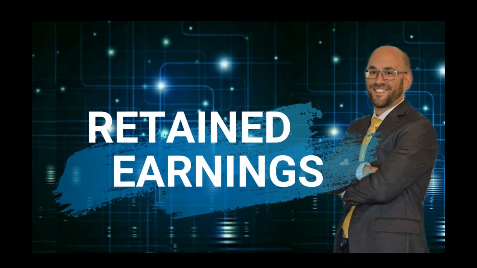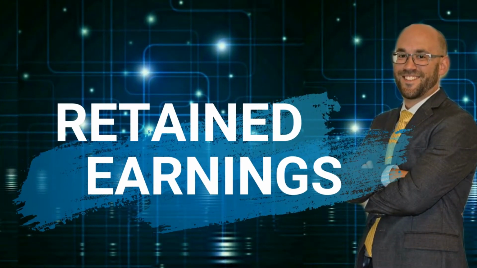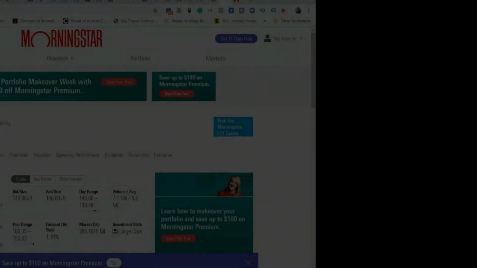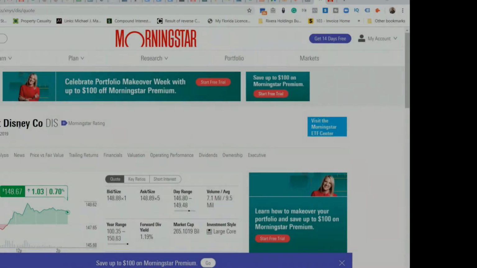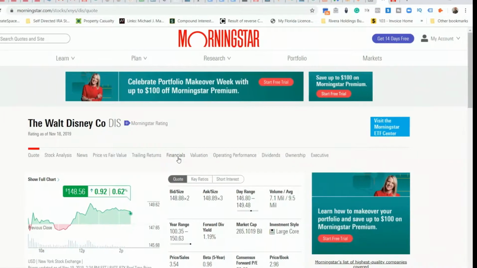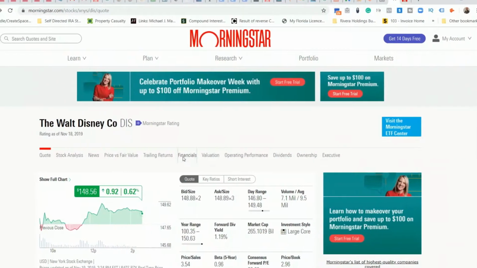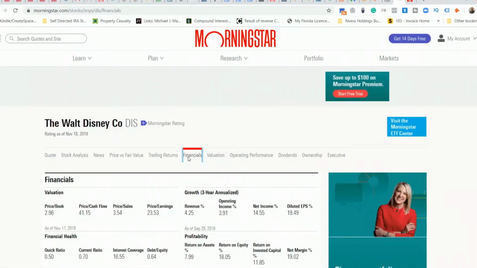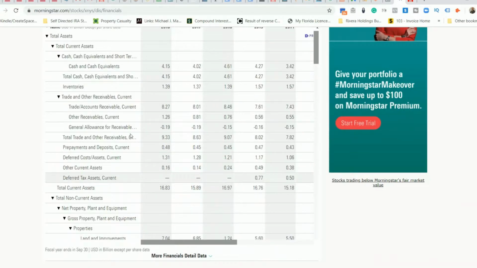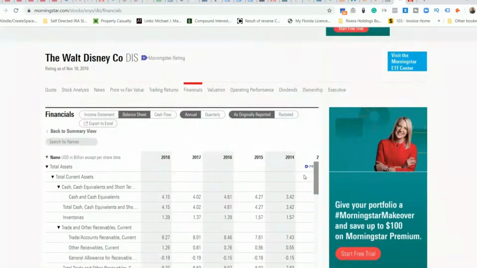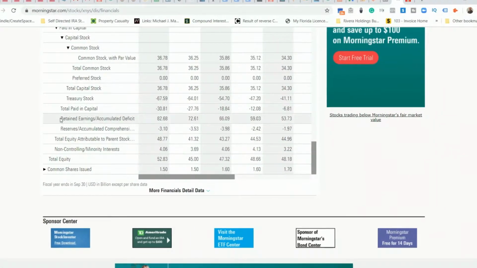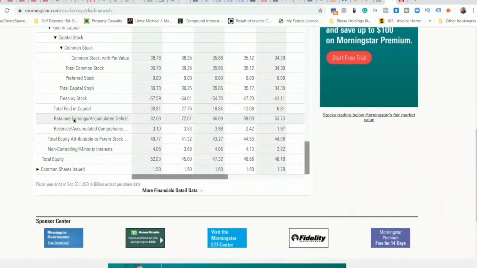Today's uncommon investing term, we're going to talk about retained earnings. All you need to see this is Morningstar's free website, and a company ticker to put in. I'm doing Disney just for the purposes of this video. And you go here, click on the financials tab, then click on the balance sheet, and scroll down. Retained earnings is always at the bottom, right here.